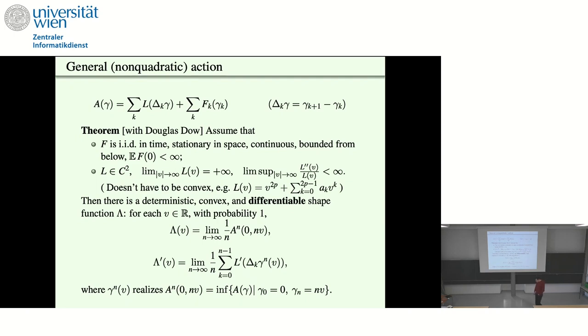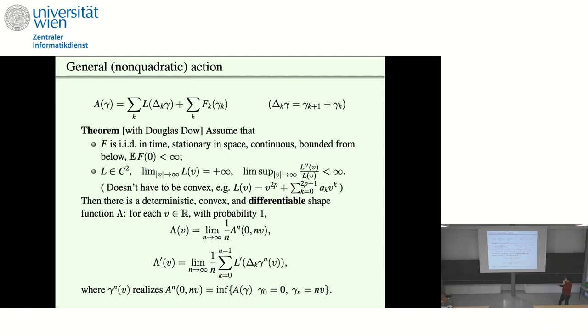Okay, so now I can state the general result for this kind of models where we have action. Once again, this is sort of the kick forcing case in terms of the stochastic PDEs. You apply the random potential at each integer time. All these are assumed to be IID in this theorem. L is the Lagrangian, and not much is assumed of it. In this theorem, it's assumed to be C2.